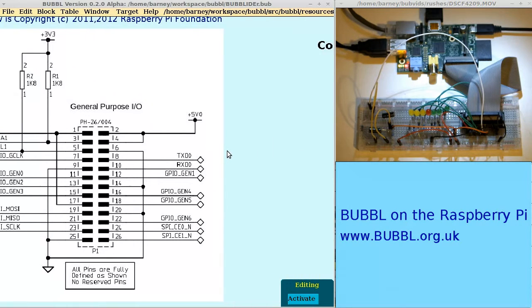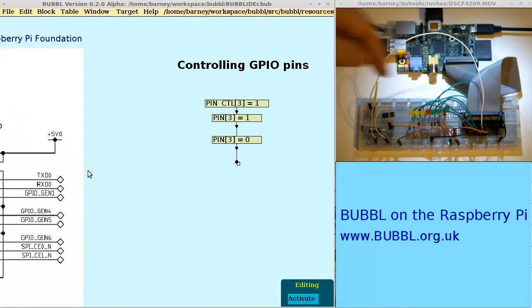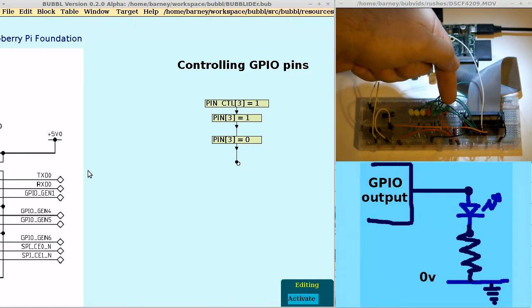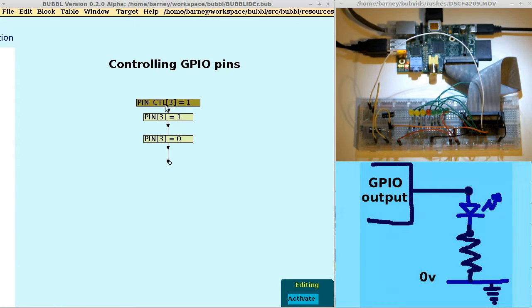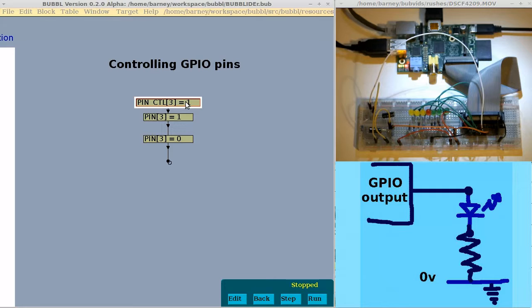So going along here, I've actually wired this LED, looking at the Raspberry Pi again, this LED is actually wired to pin 3. So we can control that pin by, in BUBBL, just writing pin control 3 is 1. That will set the pin to an output. So let me do that.